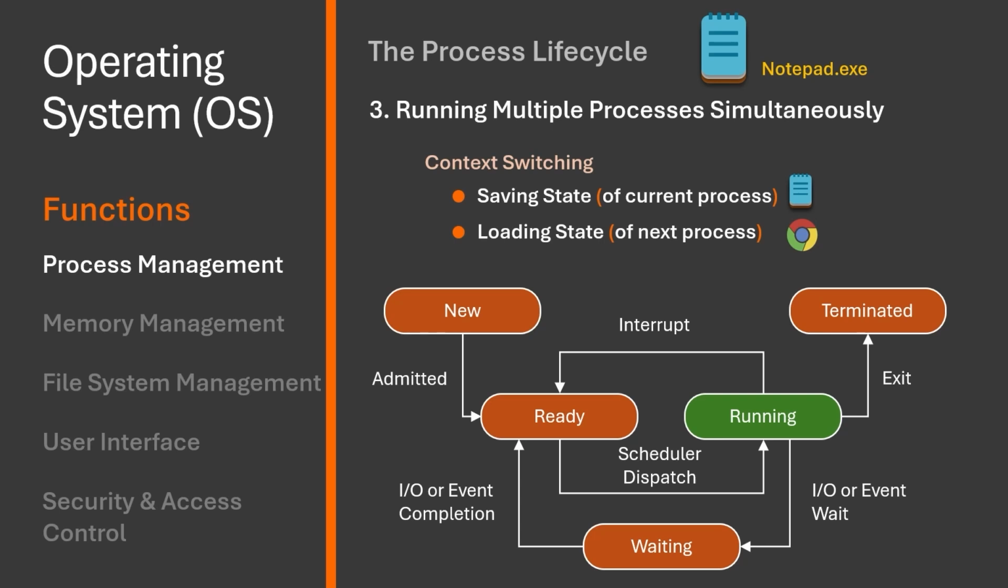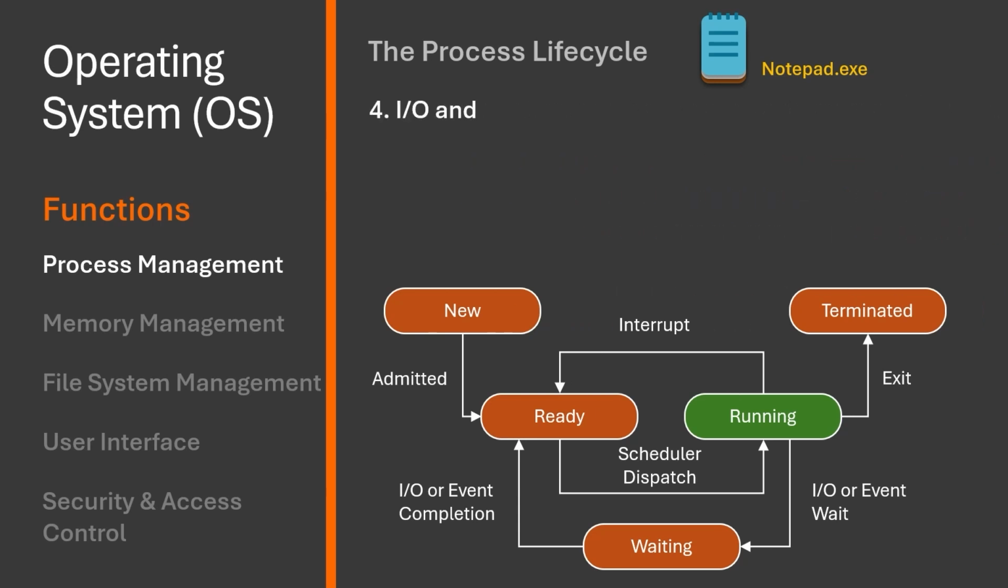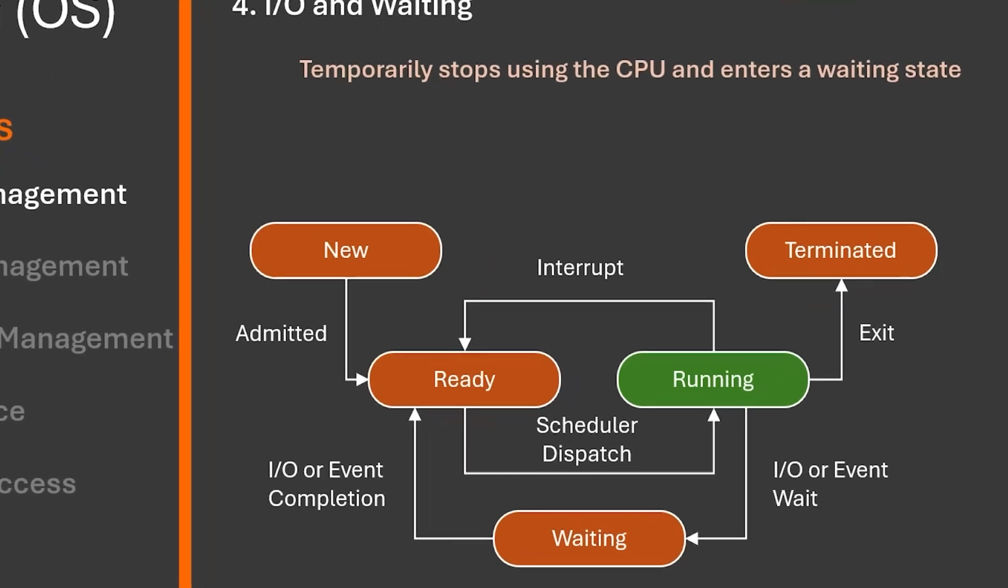Through context switching, the operating system allows multiple processes to share CPU time efficiently, creating the illusion of simultaneous execution in a time-sharing system. And when the process needs to perform an input-output or I/O operation such as saving a file to a disk, it temporarily stops using the CPU and enters a waiting state.